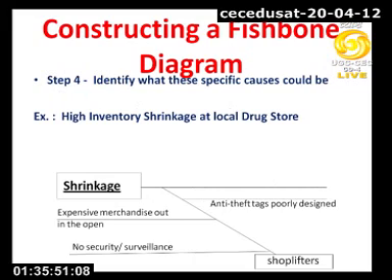Next is, as far as the employees are concerned or the shoplifters are concerned, what sort of problems they can have. So, those are written on the small bones, like anti-theft tags poorly designed. This is a problem. Expensive merchandise out in the open and no security surveillance is there. These are the minor problems, and these are written on the minor bones of the fish.